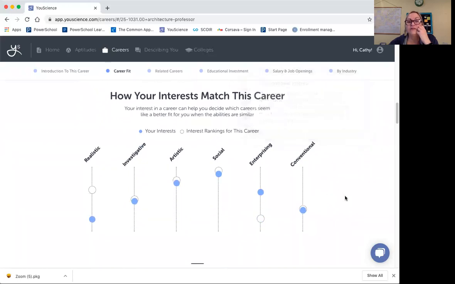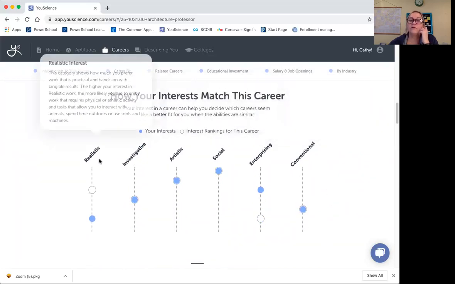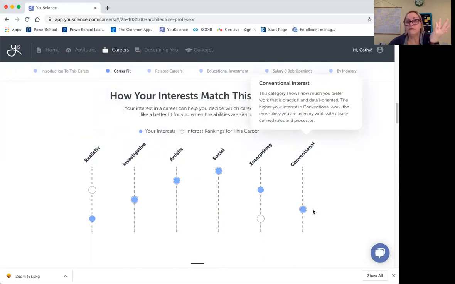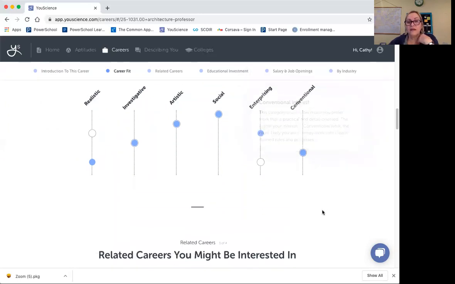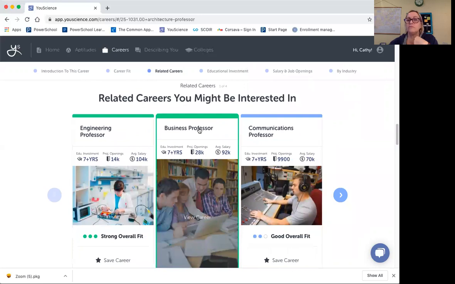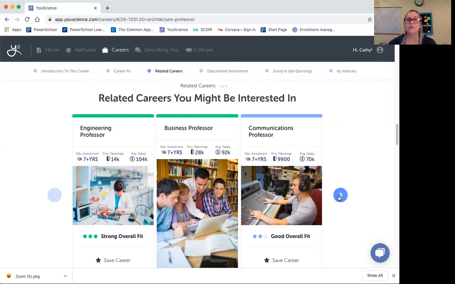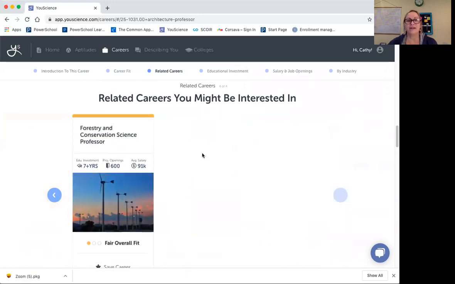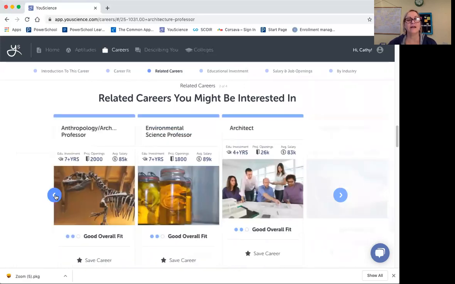Then it asks how my interests match. That was the thing where I talked about being social, realistic, investigative. Again, this career matches me well. It should. It was the first one they listed for me. And then if that didn't sound quite like the right occupation, but that sort of area sounds interesting, you can look at related careers that you might be interested in. So engineering professor, business professor. You'll find that because social was my highest attribute, all of mine are professors, or most of them, because that's a job in that category. Yours will be more interesting.